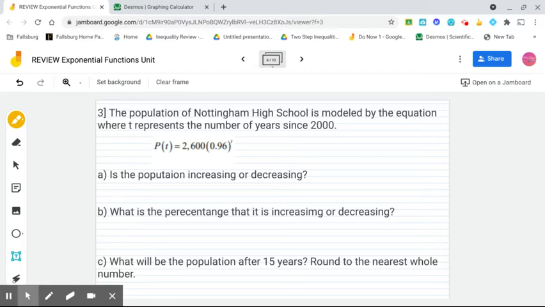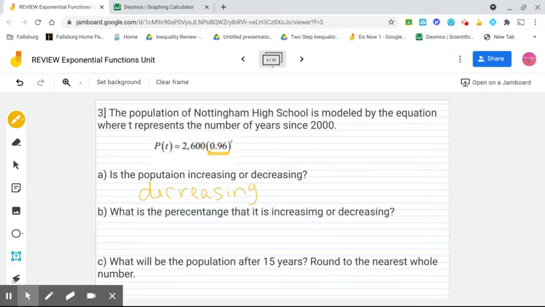All right, next it says the population of Nottingham High School is modeled by the equation where t represents the number of years since 2000. Is the population increasing or decreasing? Well, we have to look at this number here, and it went down from 100%. So if this number is in between 0 and 1, that means it's decreasing. If that number is 1 or bigger than 1, then it's increasing. But right now, it's less, so it's decreasing.